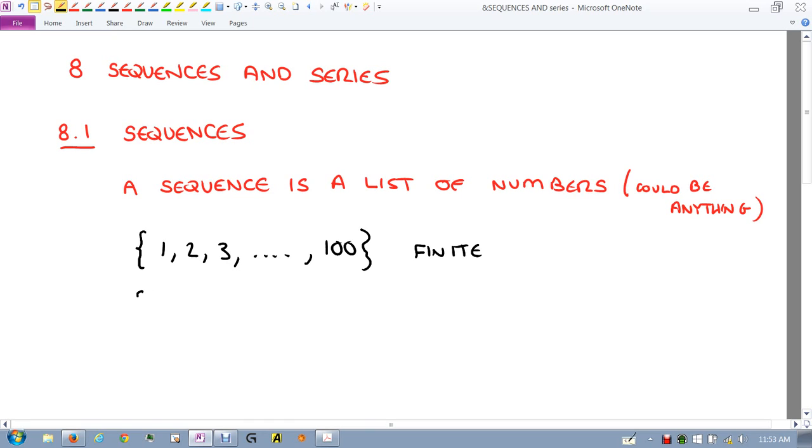Here's another sequence. 1, 2, 3. This time, I don't want it to stop. So what I do when I don't want it to stop is I say dot, dot, dot, and then I put the other brace there. This is your infinite sequence. So your sequences can be infinite or finite, right?